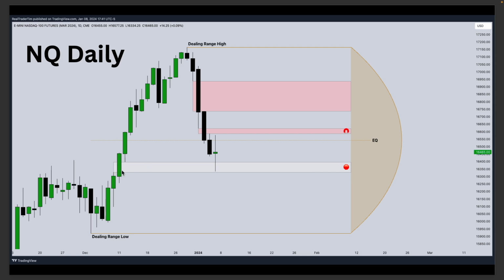Now, if we look below this BISI here, there's no inefficiency below here. So before getting to this dealing range low, I'm looking at this at the moment as the last line of defense. So we'd want to see support out of this fair value gap. Now, if we do get support out of this fair value gap, where would we target? Well, we have two SIBIs here. The first target, of course, would be this lower SIBI with the magnet right here. So keep that in mind while we go to the lower time frames.